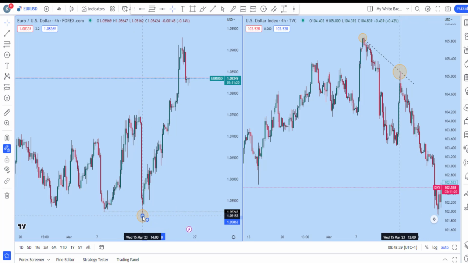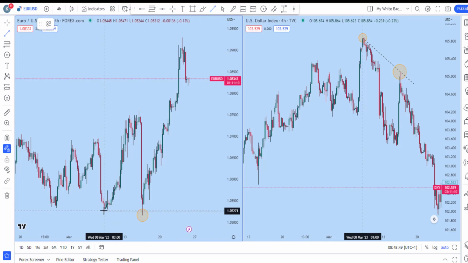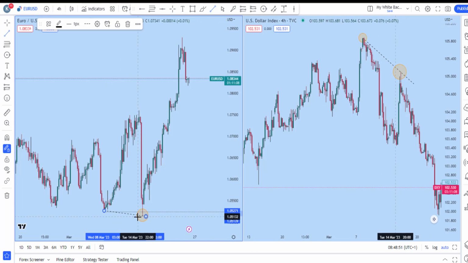But what did we see on our DXY? Look at this. DXY did not form a higher high. There is a failure swing in that regard. We have something like this. This is a low that was formed. This is supposed to form a high, but it did not form a high. Instead, we have a low, which means there is smart money divergence in this kind of incident.